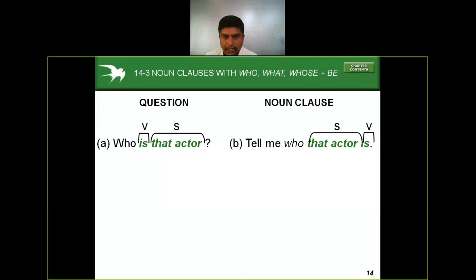Now, noun clause: Tell me who that actor is. That is used in the position of subject. Look at that. And "is" is a what? Verb. Okay? What is the difference between the question and the noun clause? In the question, the verb will come first and the subject will go next. In the noun clause, the subject will come first and the verb will go next. Have you cleared the differences?